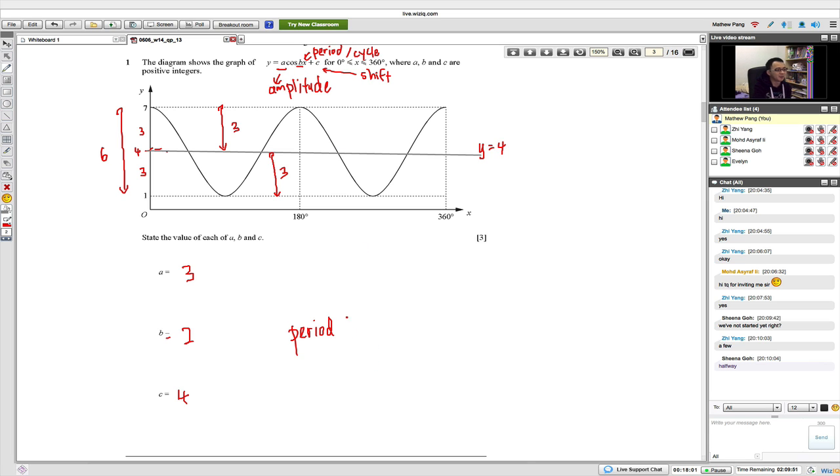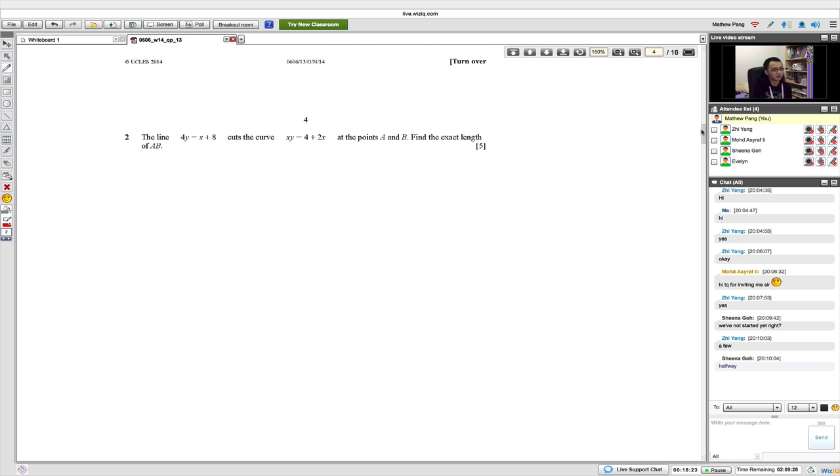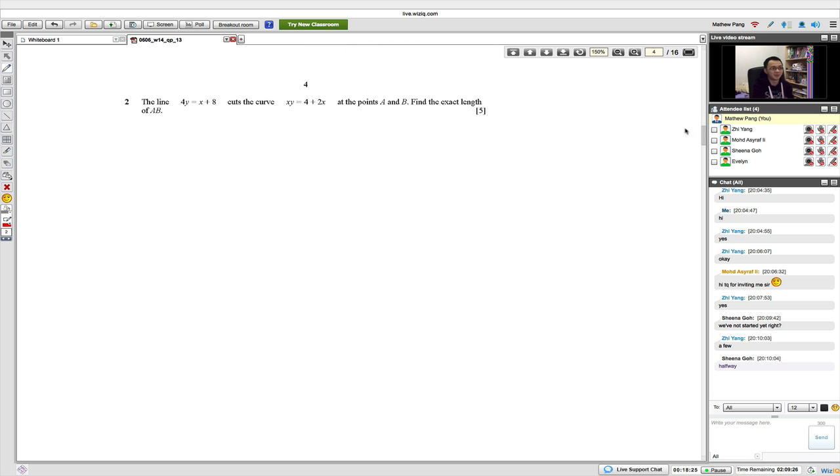If the question asks for the period, what you need to do is something like 2x equals 360, and x equals 180. But in this case the question only asks for b, so b is just equal to 2, and I believe this is just a 1 mark question. So I will move on to question number 2. No problem, right? Question number 1 should be quite easy.